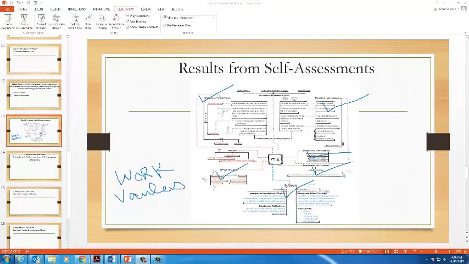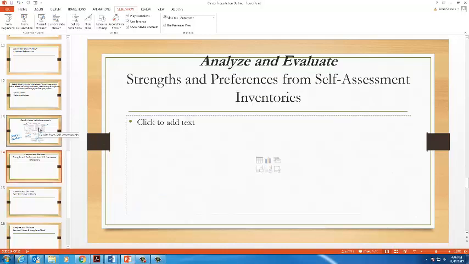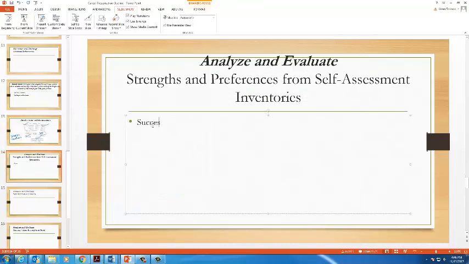Okay, and then next you will move into what I consider to be the strongest part of the presentation. Now that you've collected information about the career, you've collected information about yourself, I want you to assess the match or the mismatch. So the first piece that you want to look at is strengths and preferences from the self-assessments. So you may find you want to go back here and you want to list them specifically. So here you would link specifically what were your results.